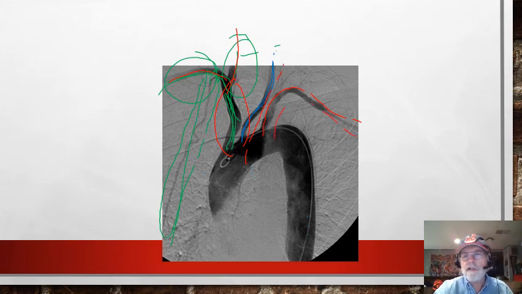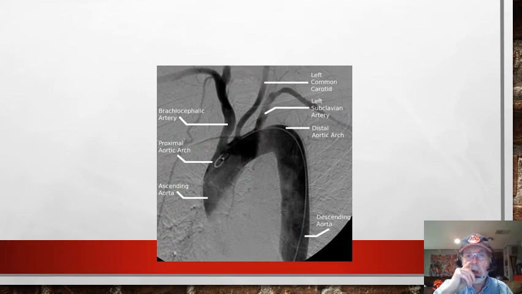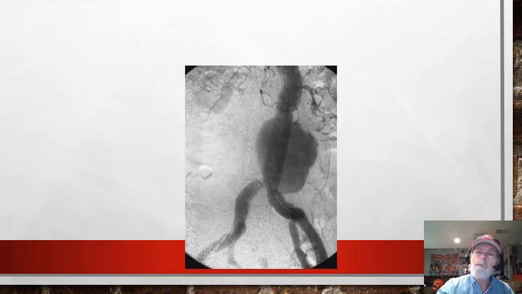That's a nice picture. I like that. That's a really good picture. If you can't remember that, there it is. It's all listed for you so you can see what it is. This here is an abdominal aortic aneurysm.